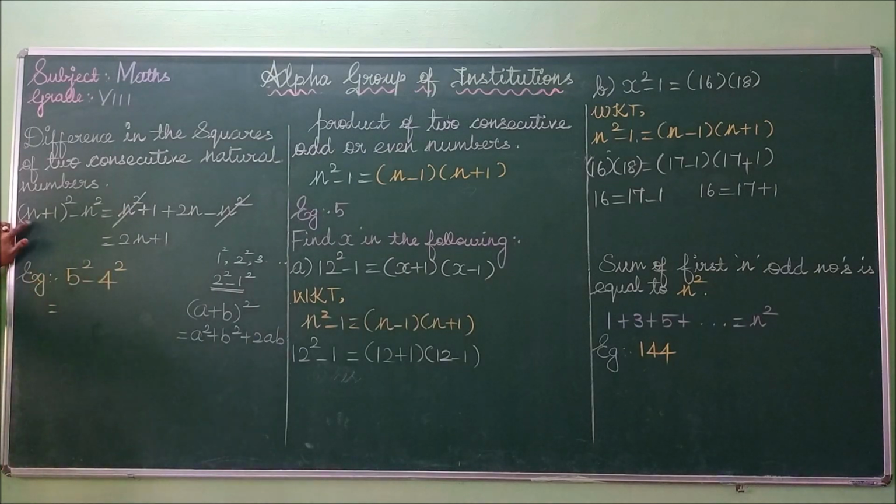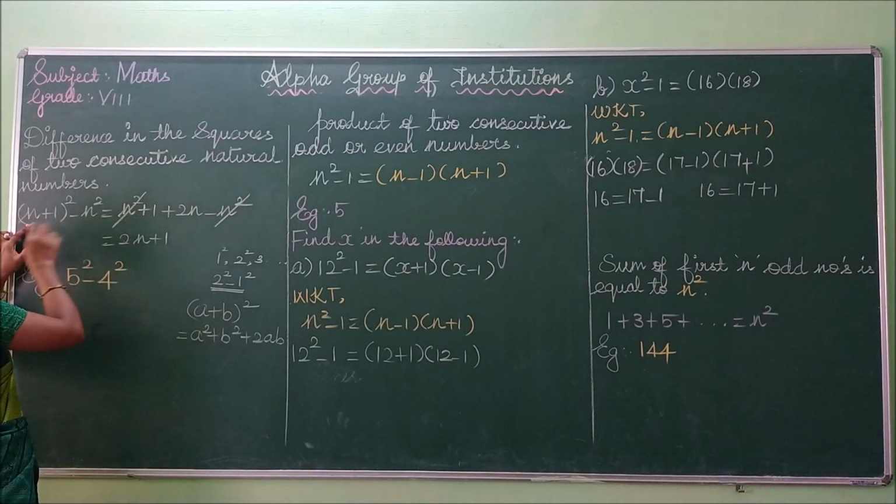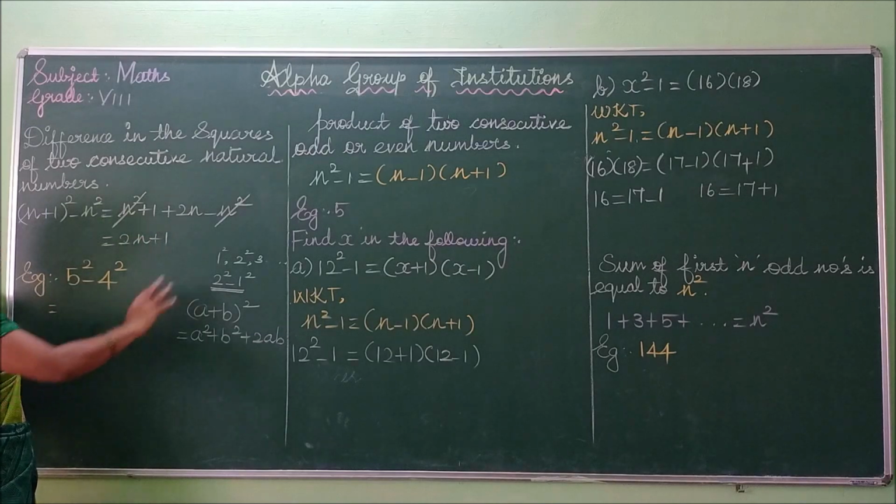So keep this as an a and this as a b. So you have to expand. A square means n square. What is b square? Here the sign is positive. The b value is 1. So 1 square is again 1 only. So I have left that 1 itself.